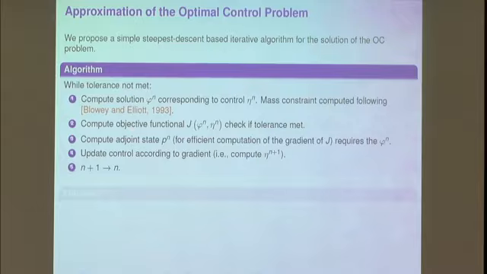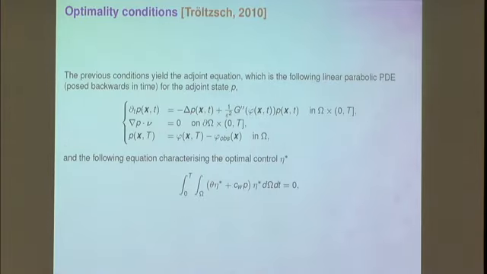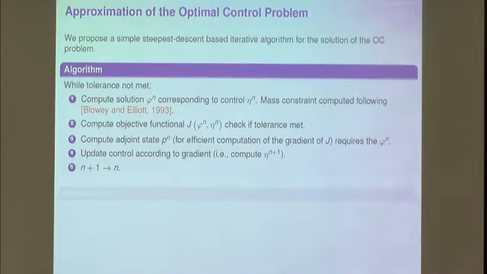If not, you carry on and compute the adjoint state Pn, which is basically used for efficient computation of the gradient of the objective functional. But if you look back at the adjoint equation, this was a linear parabolic equation posed backwards in time, but the state enters the adjoint PDE. So computing the adjoint state P, which we have to compute backwards in time from the end time back to 0, requires the computed states. So we basically have to store the states as we solve this algorithm forwards in time. Once you've computed your adjoint equation, you update your control according to the gradient. Then n plus 1 goes to n, and you keep iterating until you meet your tolerance.